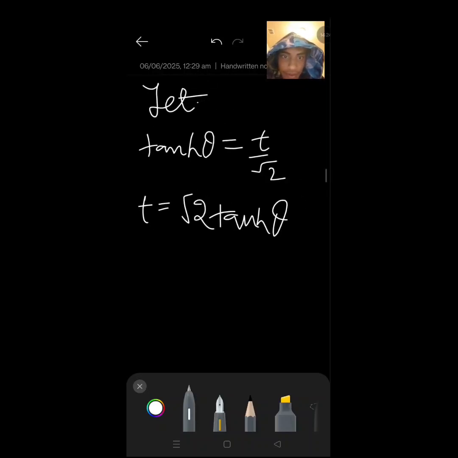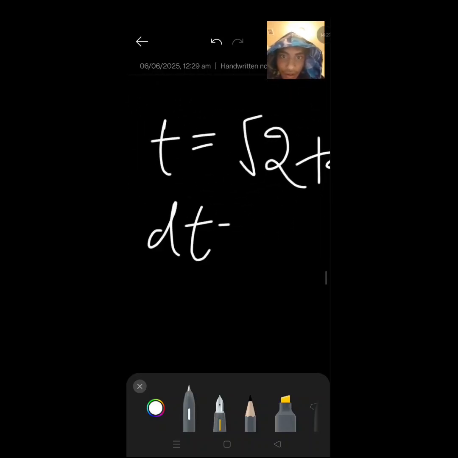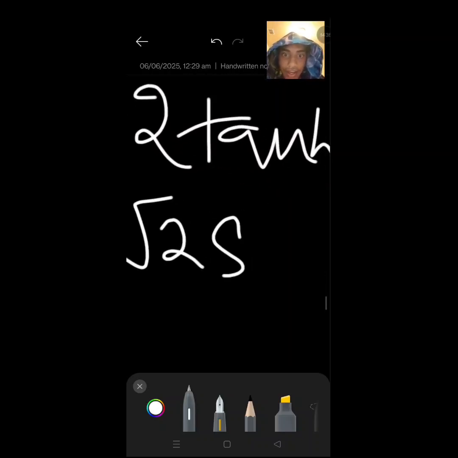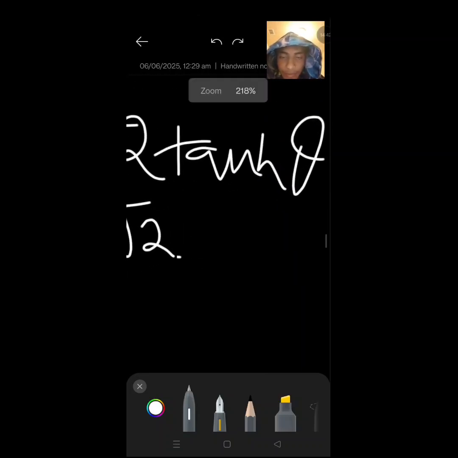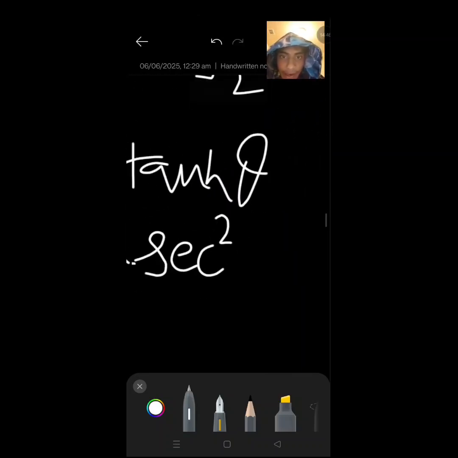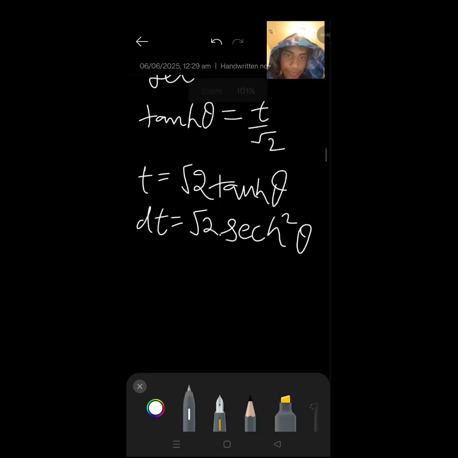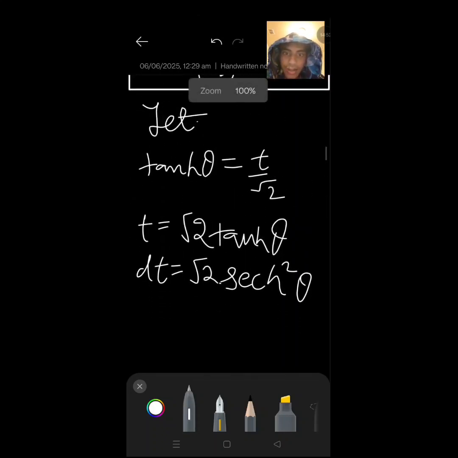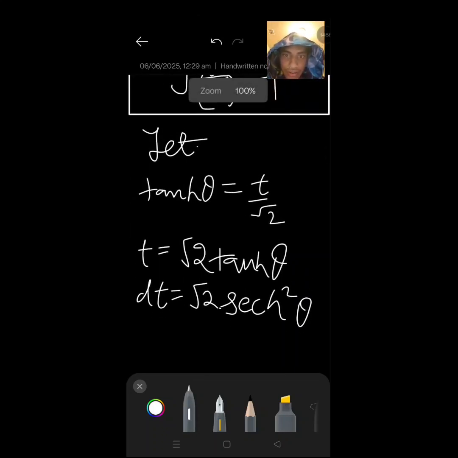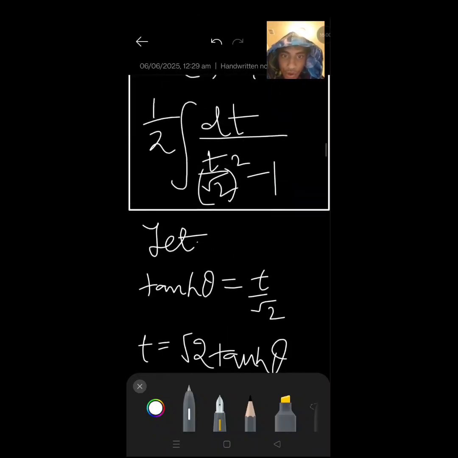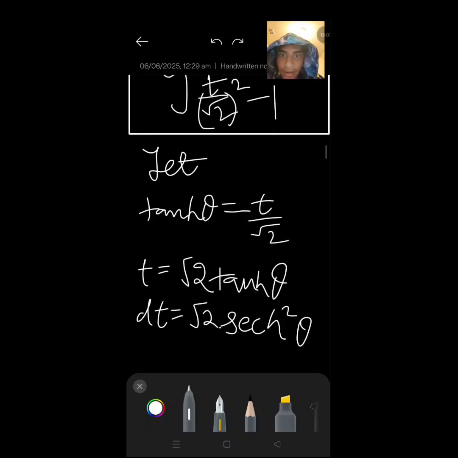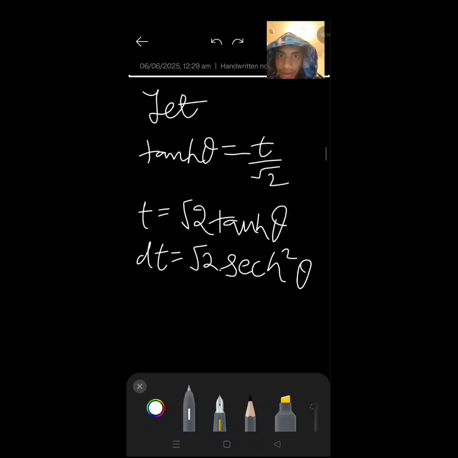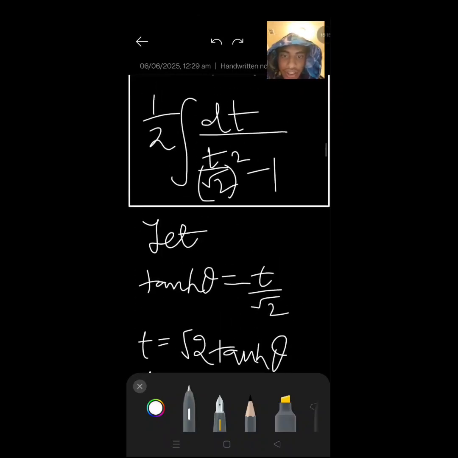So what is going to be the derivative of t? What is the derivative of tangent? Secant. Hyperbolic secant in this case. So root 2 secant, but it's secant square, my bad. Secant square theta. And yeah, we are taking t as root 2 hyperbolic tangent theta, so hyperbolic tangent theta is t over root 2. Now this is t over root 2 whole square minus 1. So isn't it this squared minus 1? Hyperbolic tangent square minus 1, right?